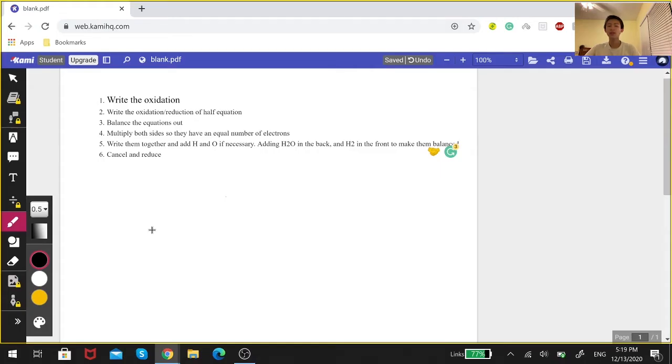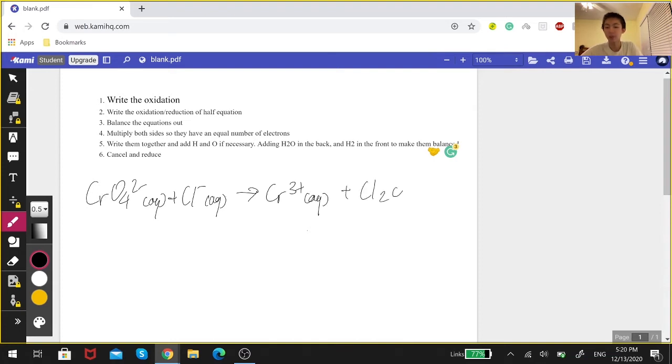Hi, welcome to our second video on writing the redox reaction for an acid equation. Over here we have our second example problem, which is CrO4 2- aqueous plus Cl- aqueous. These are given, so you don't need to worry about why they're aqueous or solid or liquid. Just know that this is what the problem gives you.